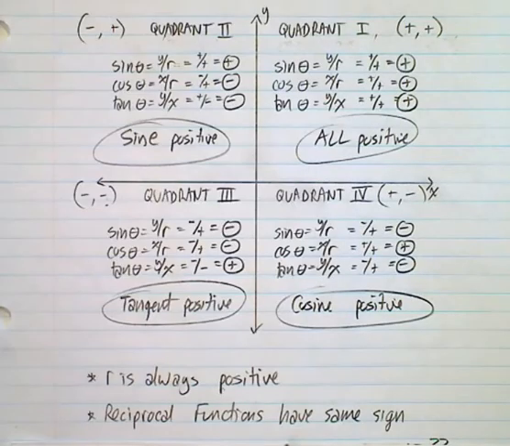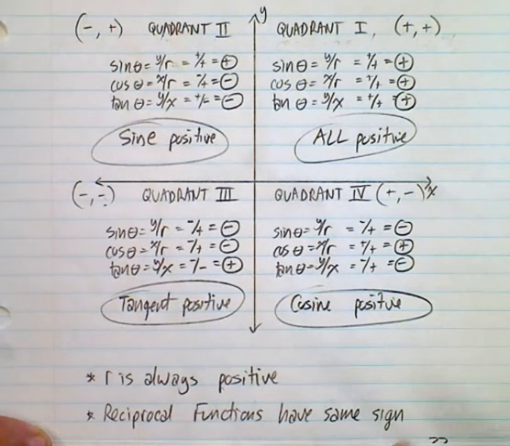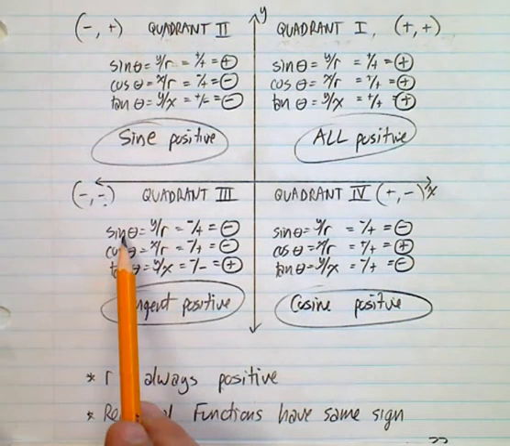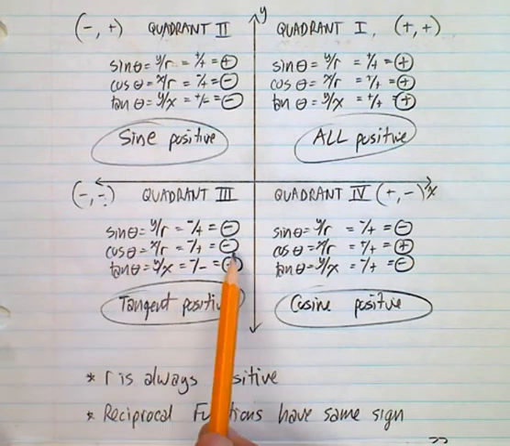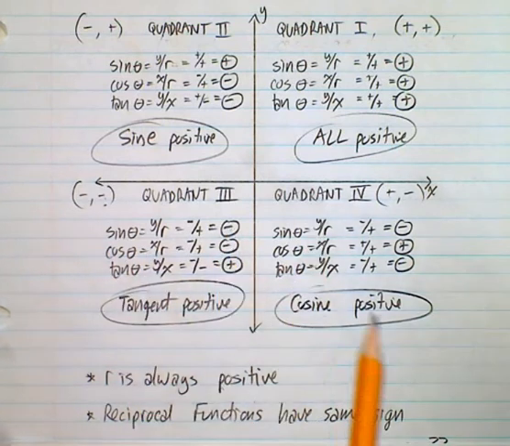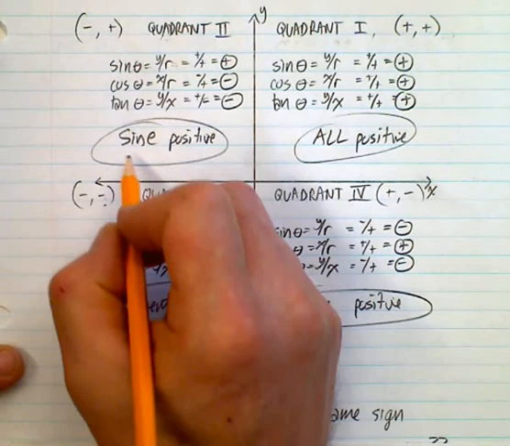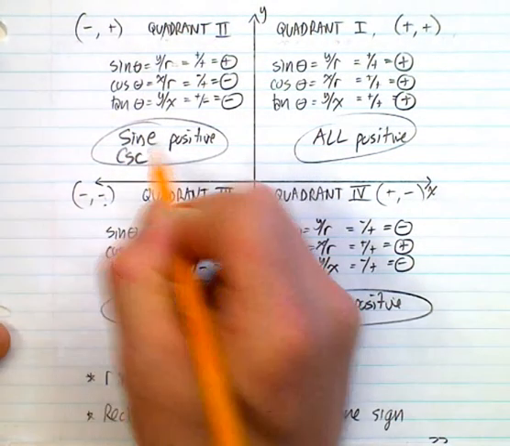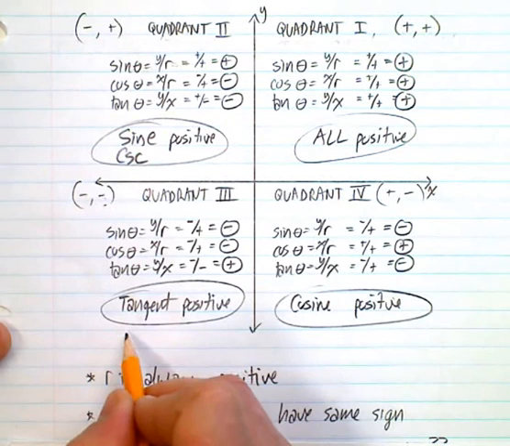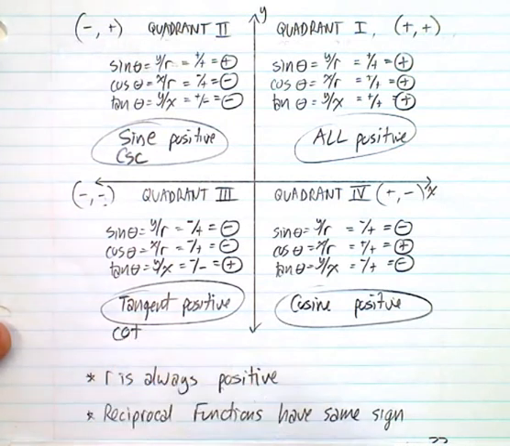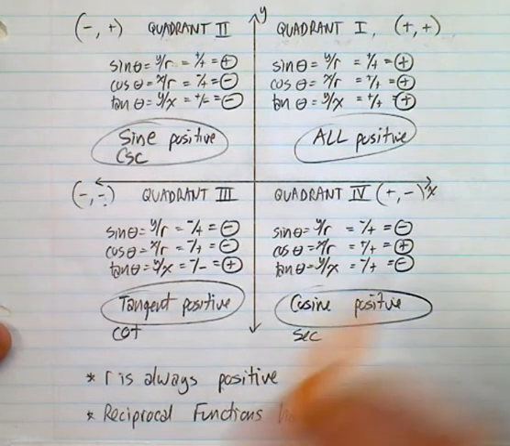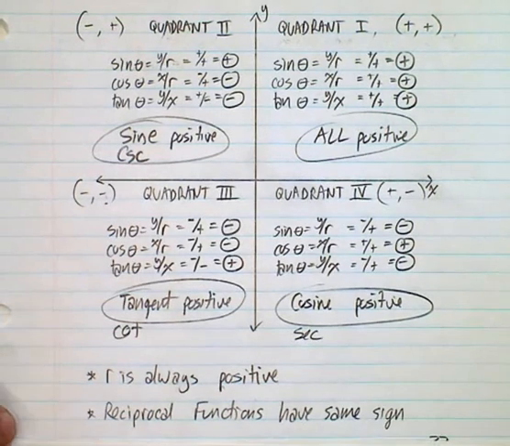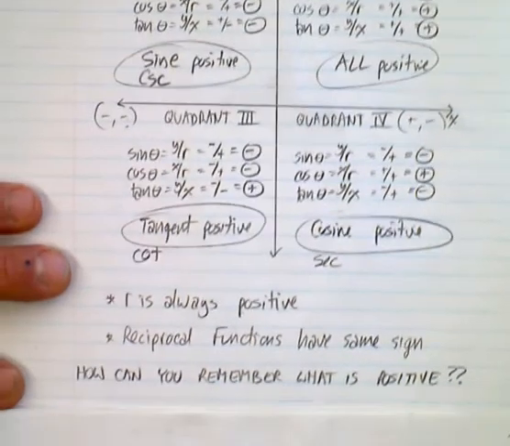And reciprocal functions have the same sign. So again, when we find the reciprocal of sine, it's going to be r over y, but it's still going to be negative here. R over x, but it's still going to be negative. So just like sine is positive, that means that cosecant is positive. Just like tangent is positive, it means cotangent is positive. And just like cosine is positive, it means that your secant is positive as well. Okay, in those quadrants.